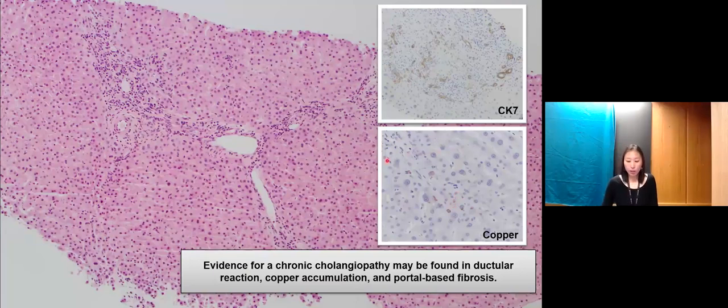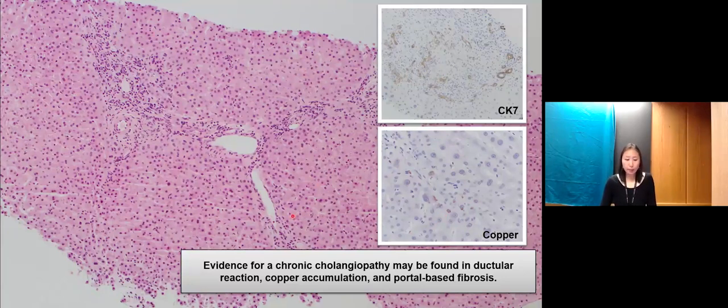Another thing we can do is our copper stain. So as I mentioned before, copper is excreted through bile. So if you have a problem of bile excretion, one of the things that can happen secondarily is accumulation of copper in your periportal hepatocytes. But again, your rhodanine stain actually only picks up specific oxidation states of copper. So having it positive, as in this case, would be suggestive of chronic cholangiopathy. A negative copper stain, unfortunately, is not helpful.